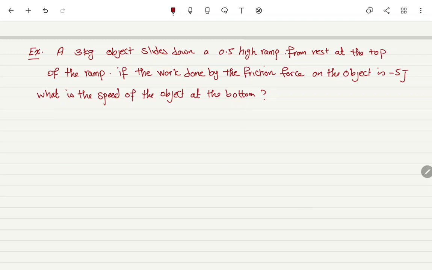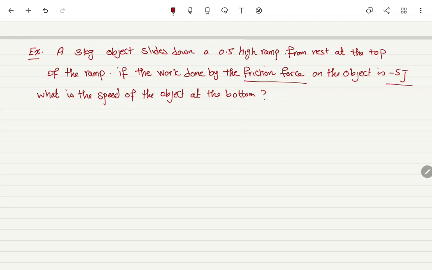Example, a 3 kilogram object slides down a 0.5 meter high ramp from rest at the top of the ramp. If the work done by the frictional force on the object is equal to minus 5 joule, what is the speed of the object at the bottom?